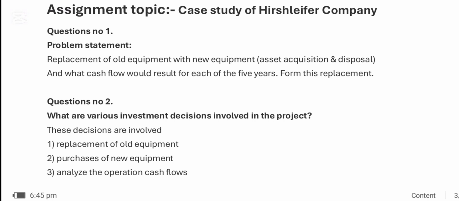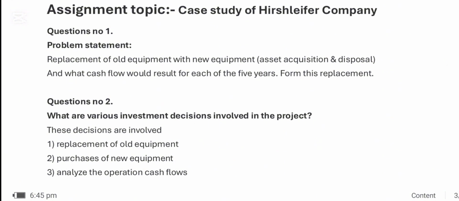So we can discuss the answers related to our case study. Now question number one is the problem statement. The problem is the replacement of old equipment with new equipment, the asset acquisition and disposition, and what cash flow would result for each of the five years for this replacement. It is discussed in our numerical.